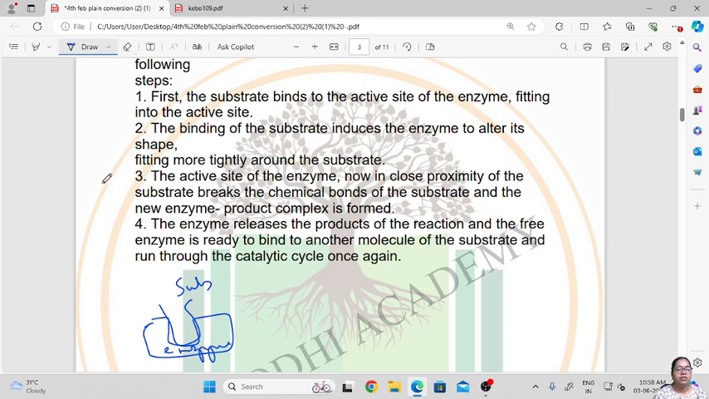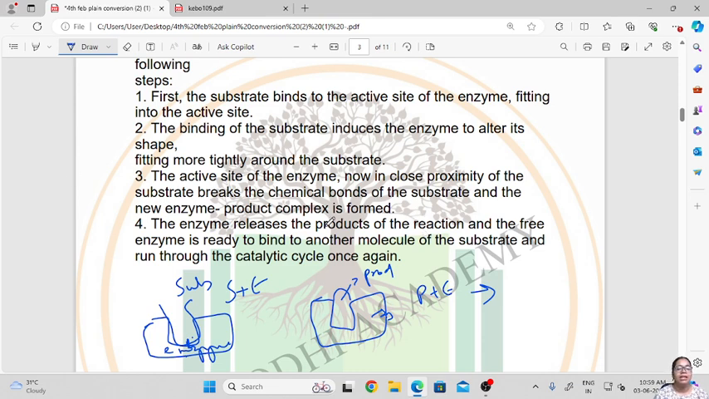The third step: the active site of the enzyme now is closely proximate to the substrate, breaking the chemical bonds of the substrate, and a new enzyme product complex is formed. So after the reaction takes place between the substrate and the enzyme, what is formed is the product enzyme complex. So this is the substrate plus enzyme complex, and this is the product plus enzyme complex. Then what happens?